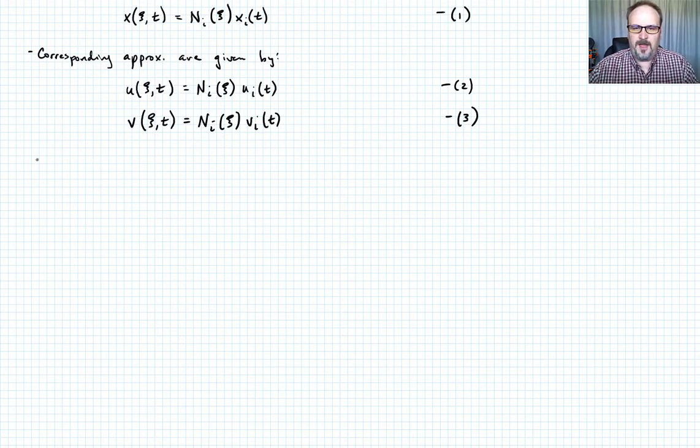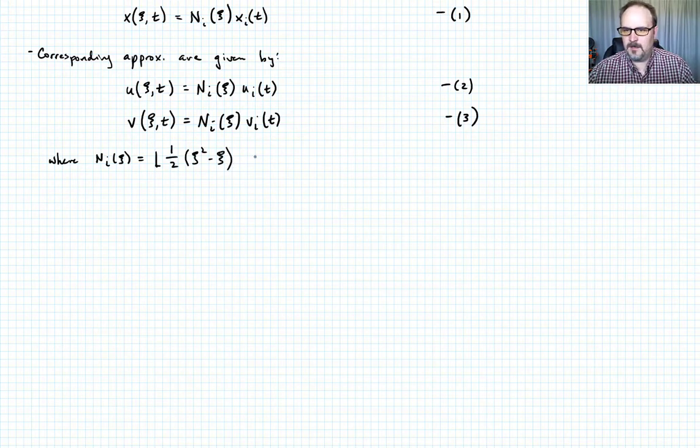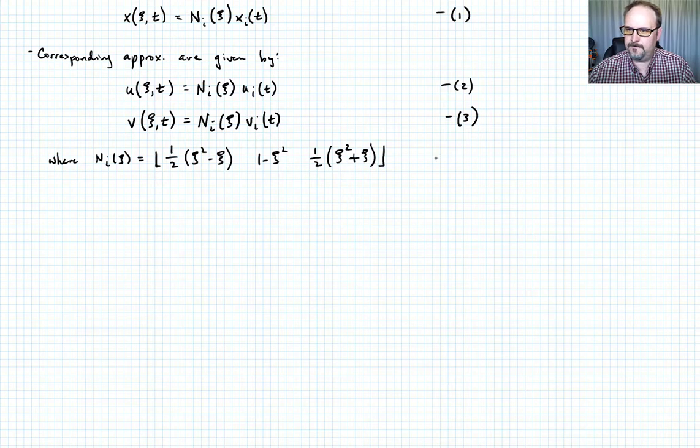Let me just remind you, you had a homework problem where you derived it, but let me remind you what Ni looks like for a quadratic element. Ni of c is going to be equal to, I'll write it as a row vector, 1/2 times c squared minus c, and then 1 minus c squared, and then 1/2 times the quantity c squared plus c. Let's call that equation 4.